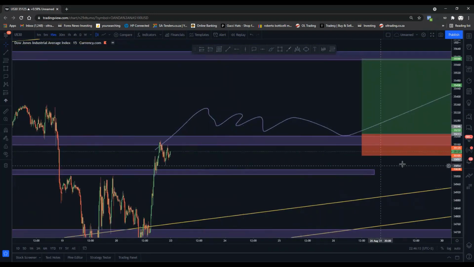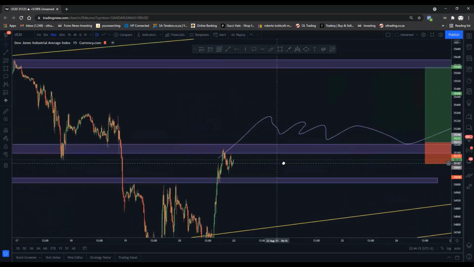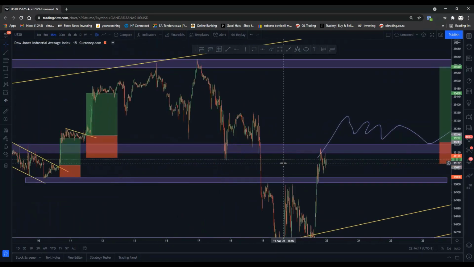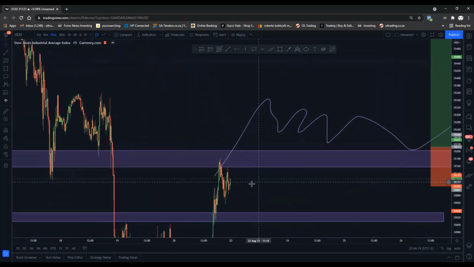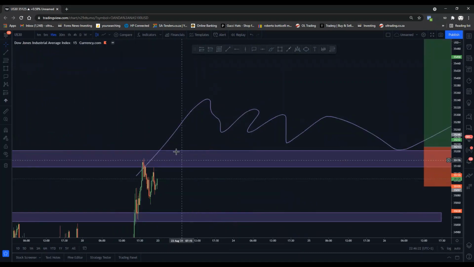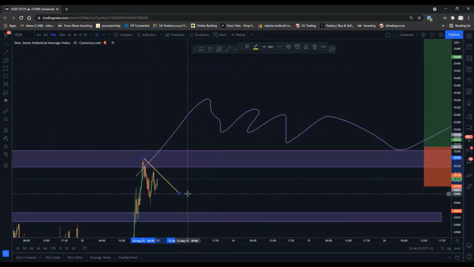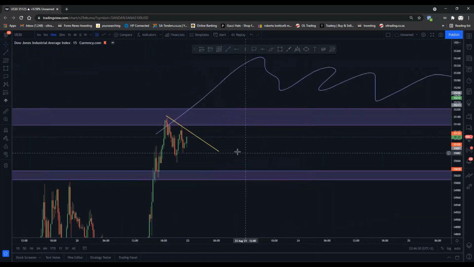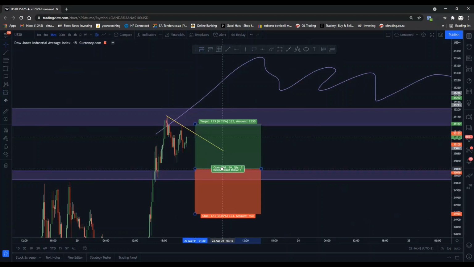So now what I'm seeing is a certain change around this level here. Okay, let's zoom in. Okay, my buy position will be around here.